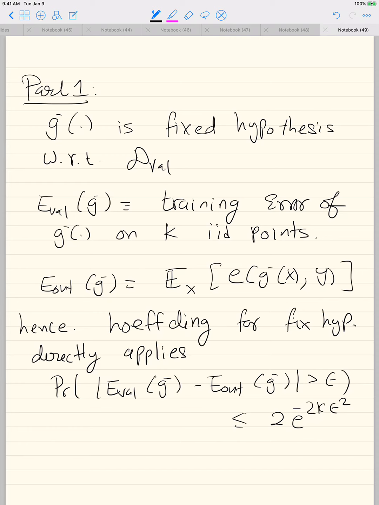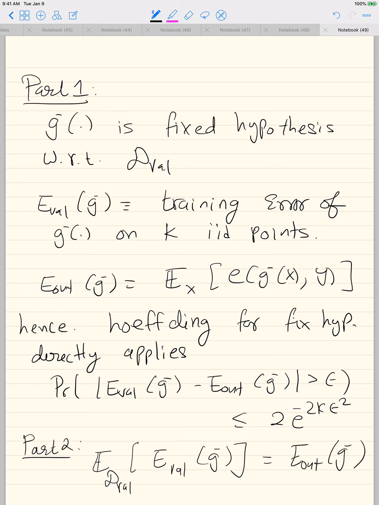What about the other two terms? So let's look at the second term. I'll give you time to think. What do you think the expected value of E val of G minus is going to be? E out of G minus. Right?